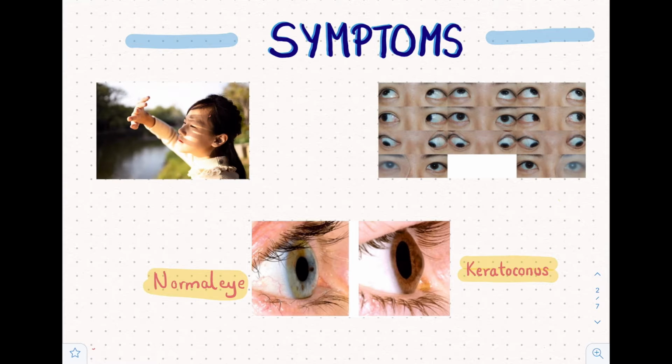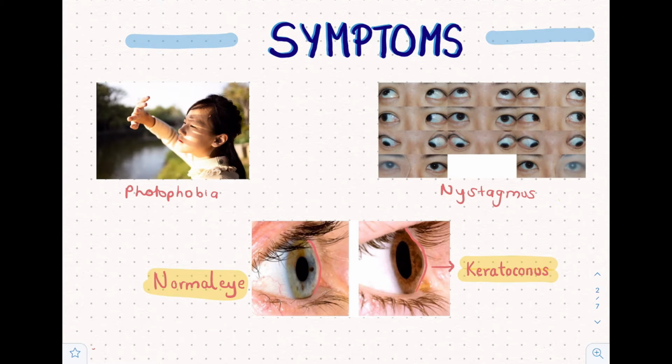Baby Shiv has an increased sensitivity to light, a condition known as photophobia. Like Susie noticed, his eyes do move around a lot, a condition known as nystagmus. And finally, the outermost covering of his eye is abnormally thin and almost cone-shaped. You can see that if you compare it to the normal eye here, which has a very smooth circular surface, a condition known as keratoconus.